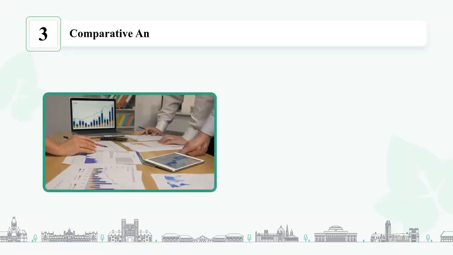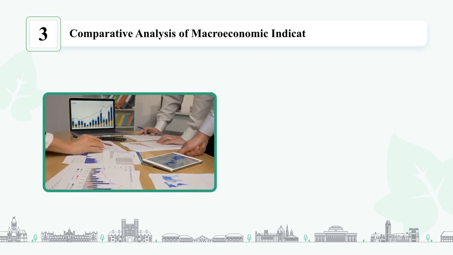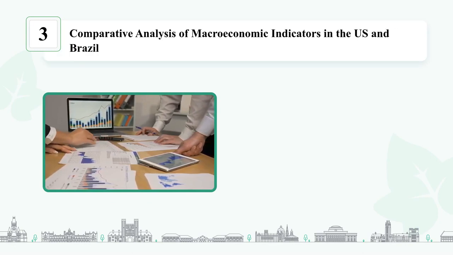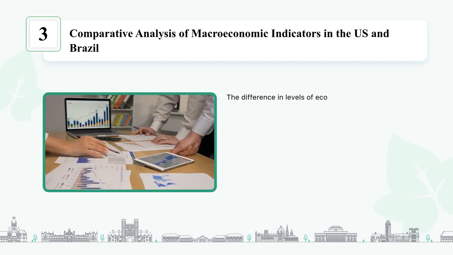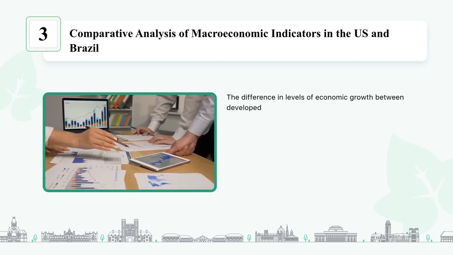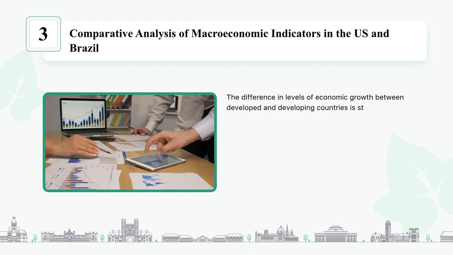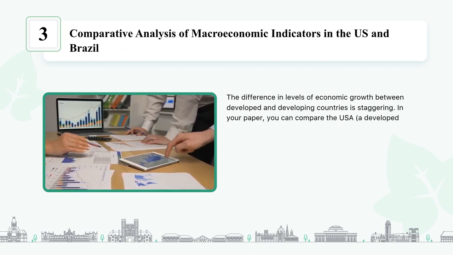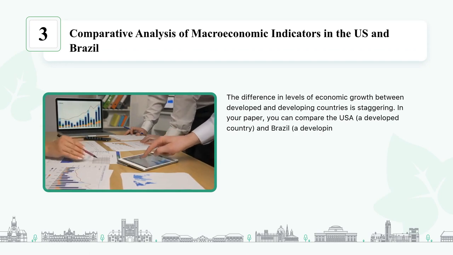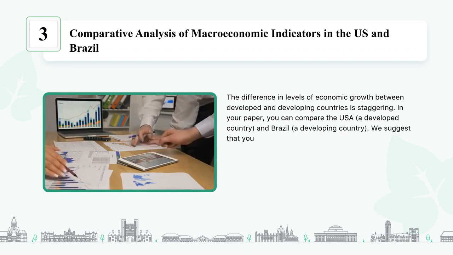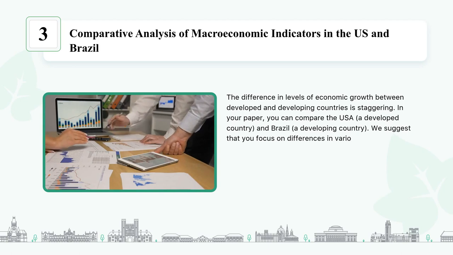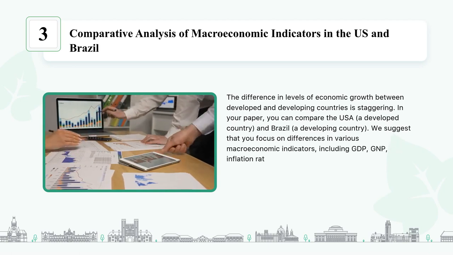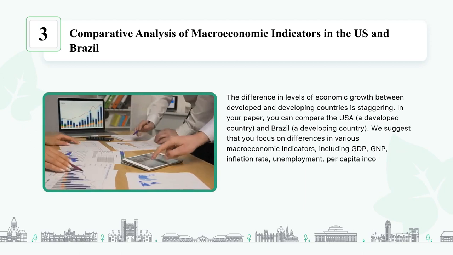Comparative analysis of macroeconomic indicators in the U.S. and Brazil. The difference in levels of economic growth between developed and developing countries is staggering. In your paper, you can compare the USA, a developed country, and Brazil, a developing country. We suggest that you focus on differences in various macroeconomic indicators, including GDP, GNP, inflation rate, unemployment, per capita income, and economic growth.